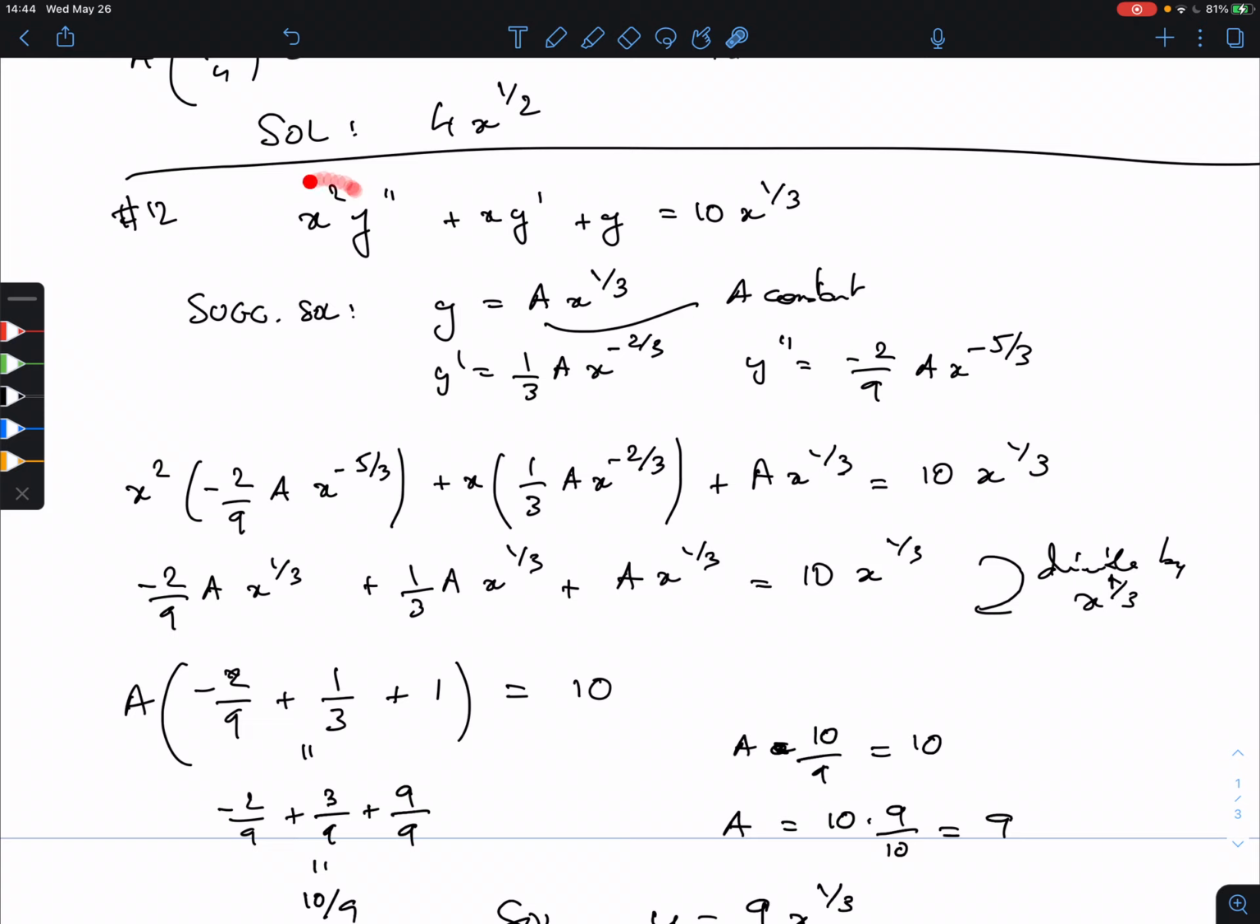But if the equation is not of this form, and I don't know whether I assigned it or not, but for instance, problem 7 shows you that it's not always the case. This doesn't always work.